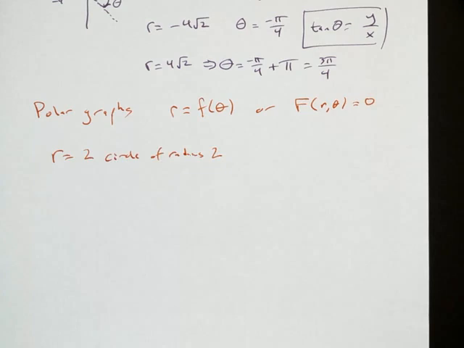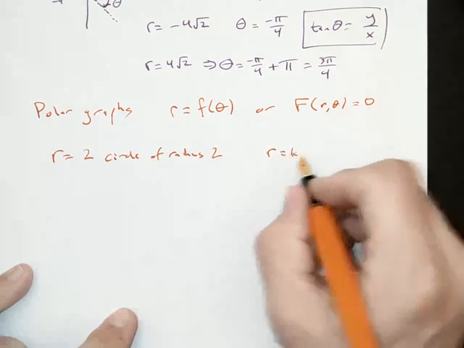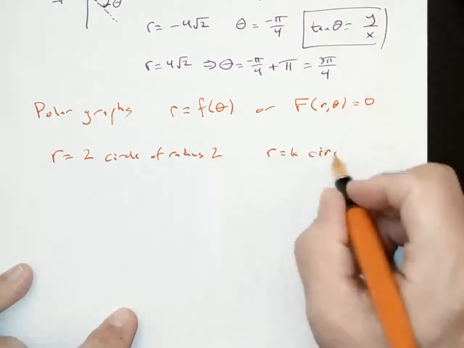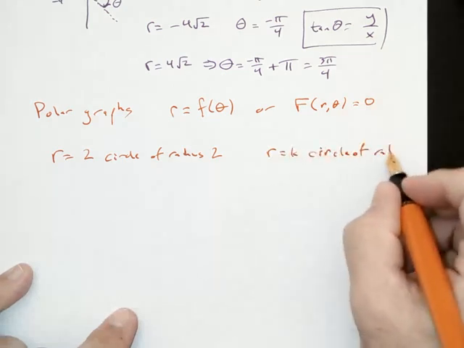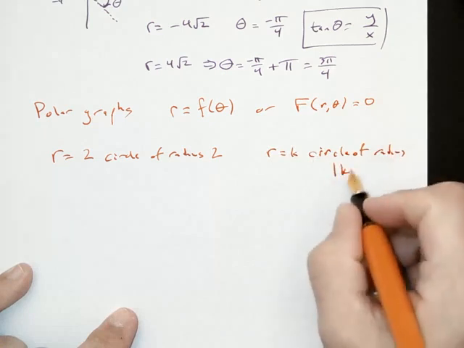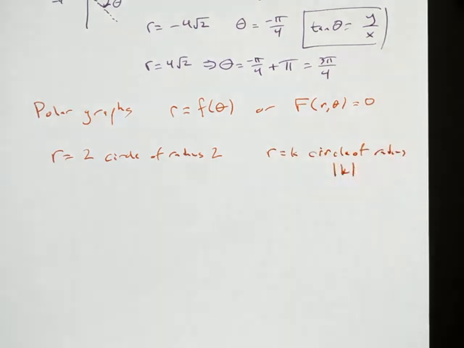As a matter of fact, r equals any number is a circle of the absolute value of that number. So if I tell you r equals -2, then you've just backed up 2 units. You're still going at any angle. You're going to get a circle of radius 2. You will almost never see anybody write r equals -2. They'll just make it 2.